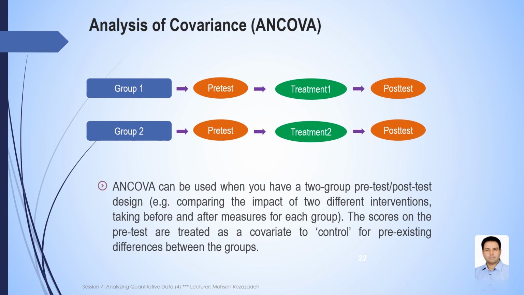If you remember, we talked about this design previously. It is a two-group pre-test, post-test design. When we want to investigate the results, we can simply use ANOVA. We covariate the pre-tests, that is, we adjust the pre-existing differences between the two groups, and then with adjusted pre-tests, we compare the post-tests. This is what an ANCOVA does.